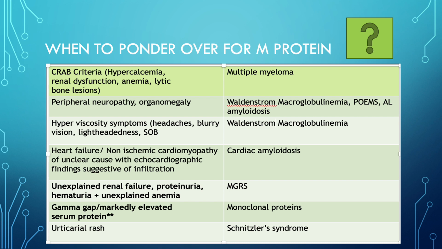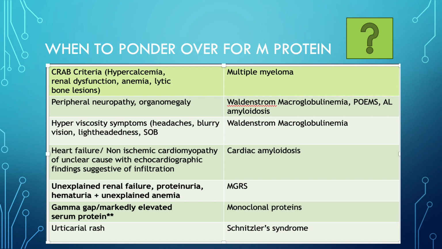So we'll be talking about when to ponder over for M protein, as I discussed earlier as well. So for multiple myeloma, if a patient's coming with symptoms with CRAB, along with that, I'll include SLiM CRAB features. CRAB criteria indicating hypercalcemia, renal dysfunction, anemia, lytic bone lesions, and for the SLiM, S means 60% plasmacytosis. L stands for light chains, that's the ratio is more than 100. And then M stands for MRI, one or more focal lesions. That's when I will be pondering over for an M protein if a patient is coming with these symptoms.